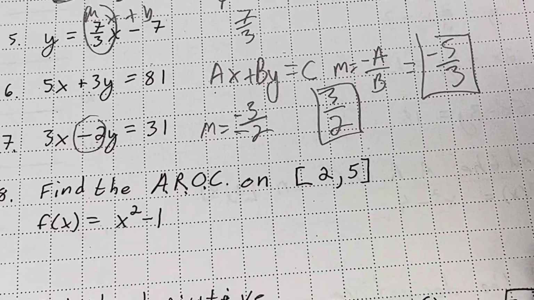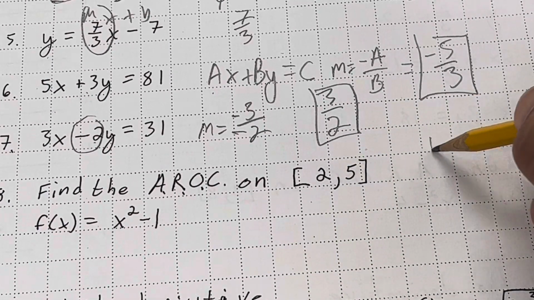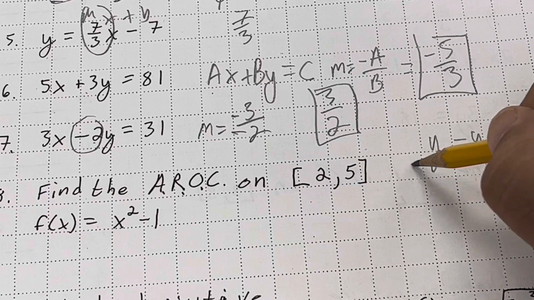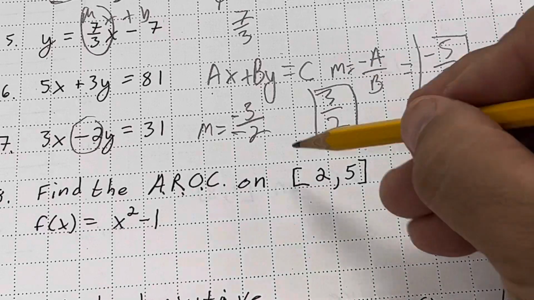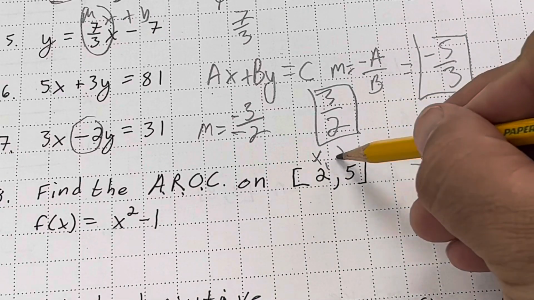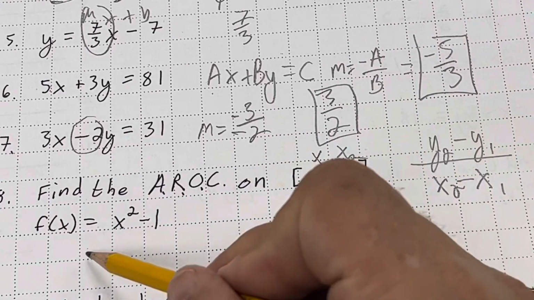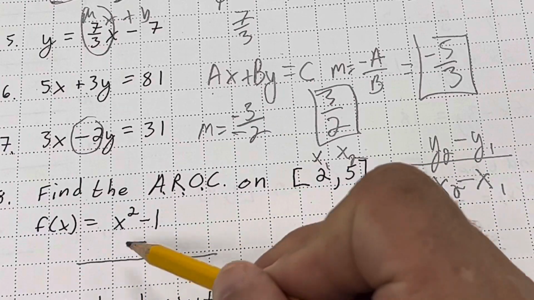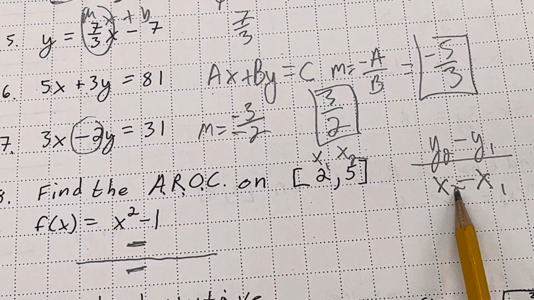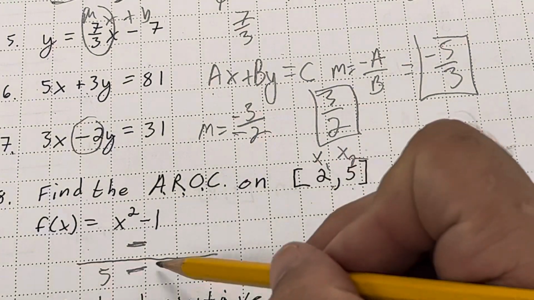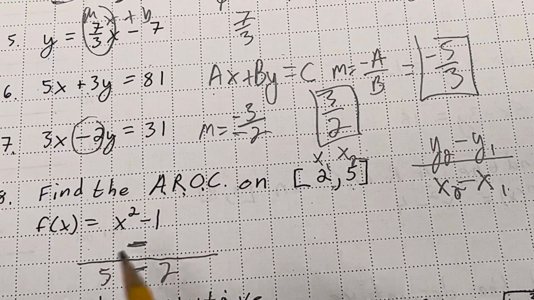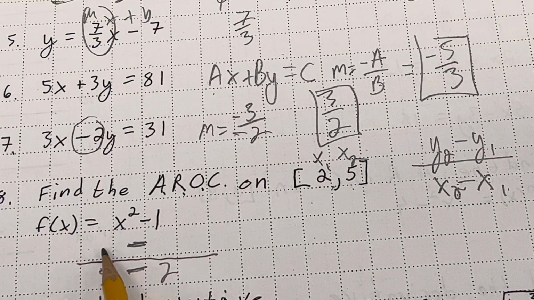Average rate of change is also slope. So it's going to be y sub 2 minus y sub 1 over x sub 2 minus x sub 1. Now this is my x sub 1 and this is my x sub 2. I'm going to set up my slope formula with my fraction bar and my minus signs. And x sub 2 is going to be the 5. X sub 1 is going to be the 2. So I have my bottom, x sub 2 and x sub 1. I need to figure out what goes up here.